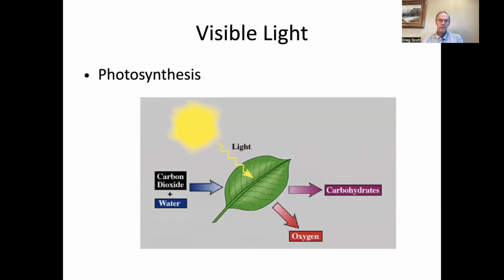Also, with visible light, the energy from the sun is used in photosynthesis. The light comes into the leaves. Mostly the leaves use the blue light. The green light is reflected. That's why leaves appear to be green.